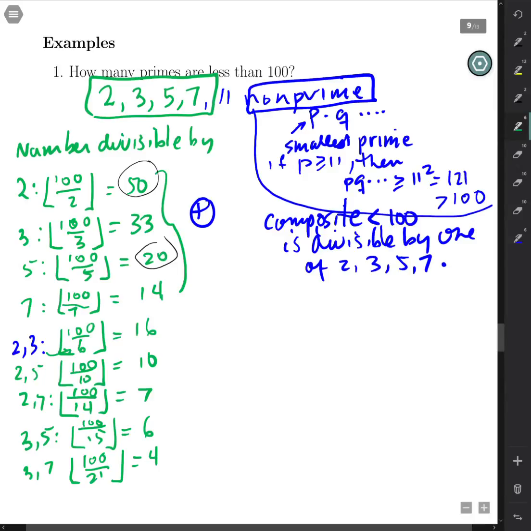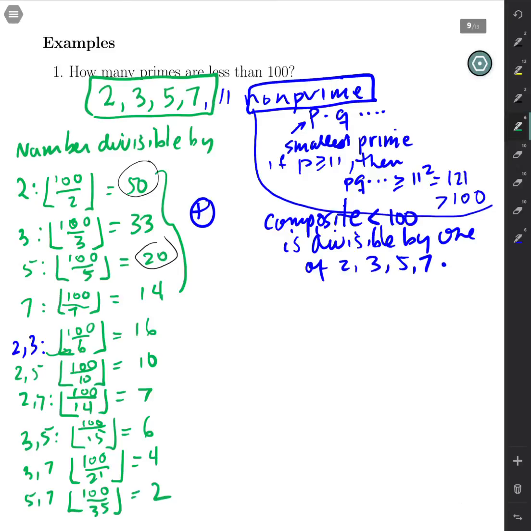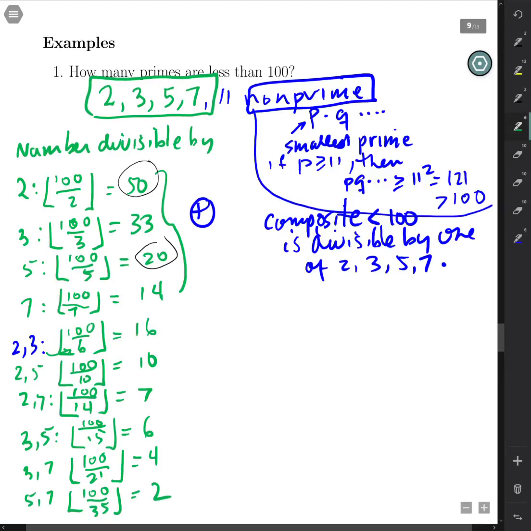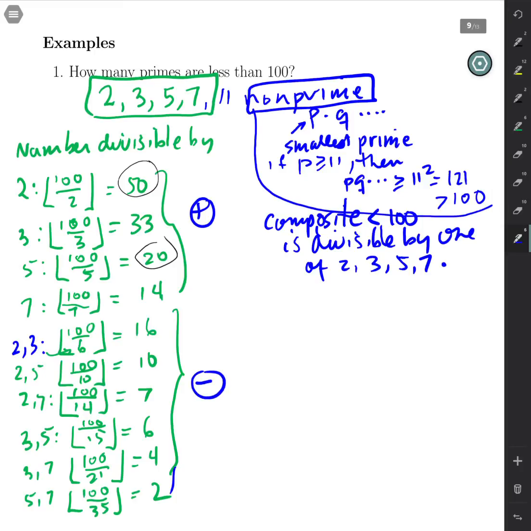5 and 7, and that'll give us 100 divided by 35. There are only 2 there, because 3 times 35 is 105. So those all are double counts that we will subtract. So those are 2 sets intersected, taking the intersections 2 at a time in inclusion-exclusion.